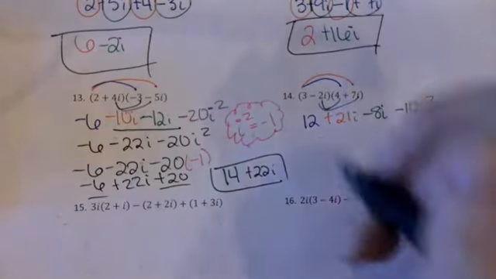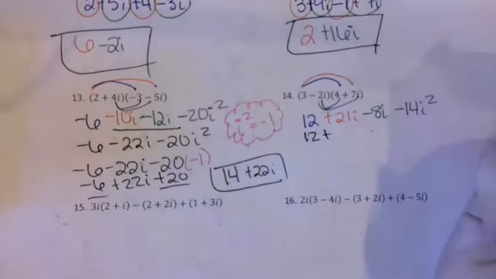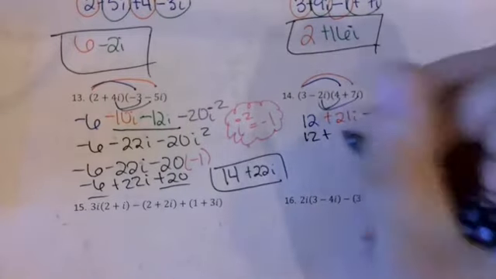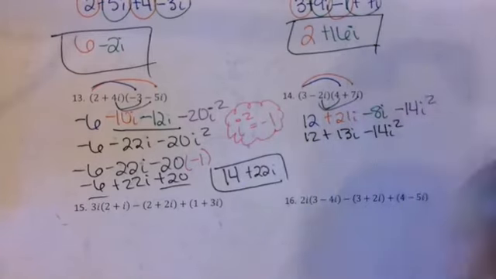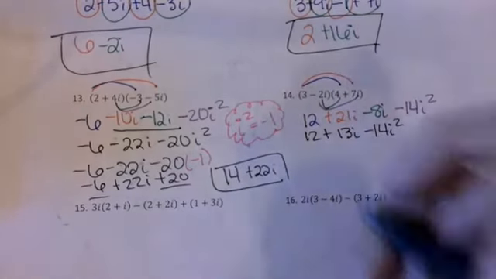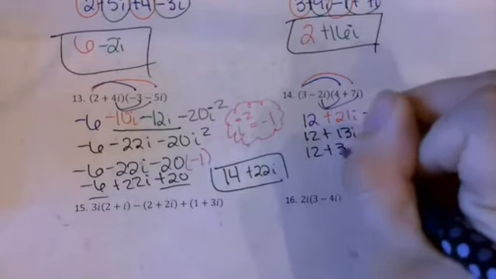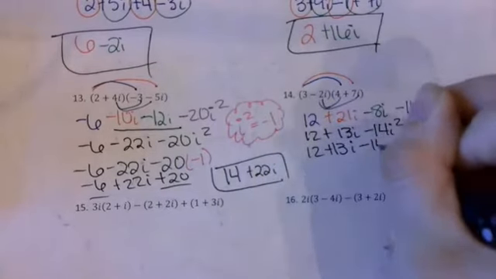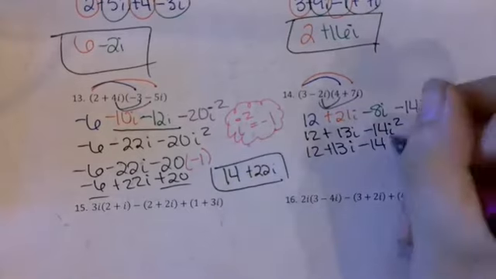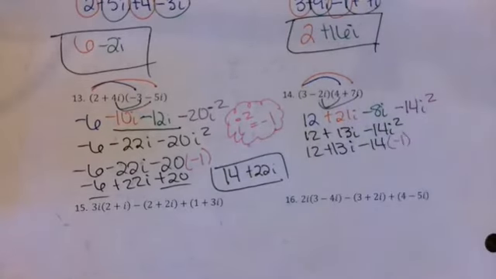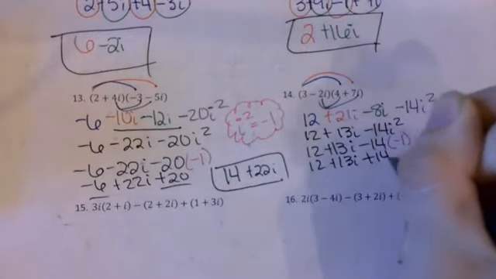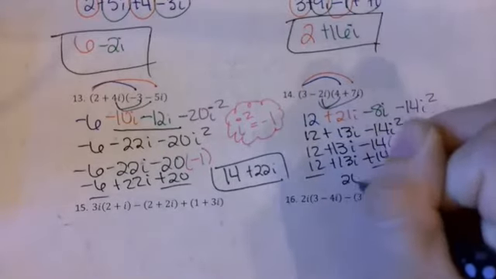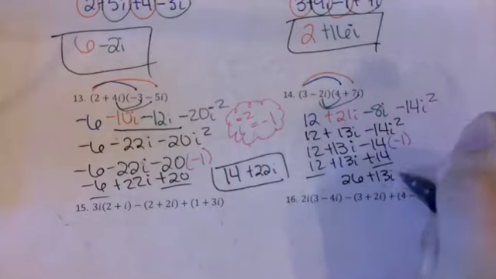And I want to combine like terms. So I have 12 plus 13i minus 14i squared. I'm going to turn that i squared into a negative 1. Then I'm going to multiply, so I have 12 plus 13i plus 14. 12 plus 14 is 26 plus 13i.